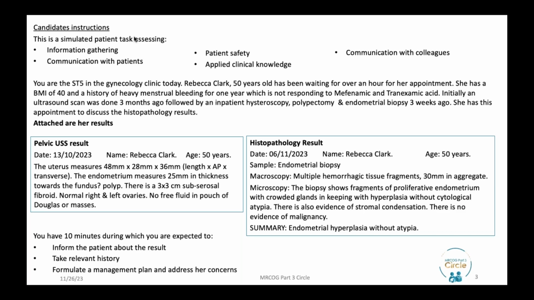In the exam, you're always the ST5. You know where you're posted. So you're in gynae clinic today. Your patient is Rebecca Clark, 50 years old. She's been waiting for an hour, over an hour for her appointment. So there's a delay in seeing her.